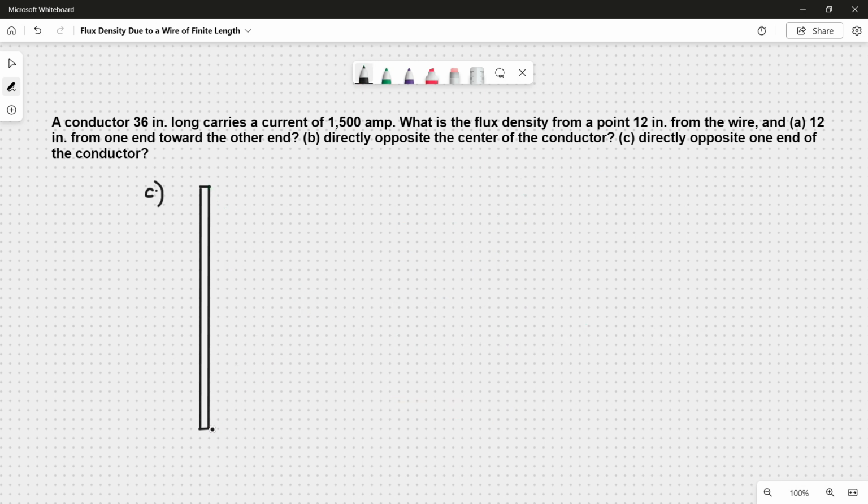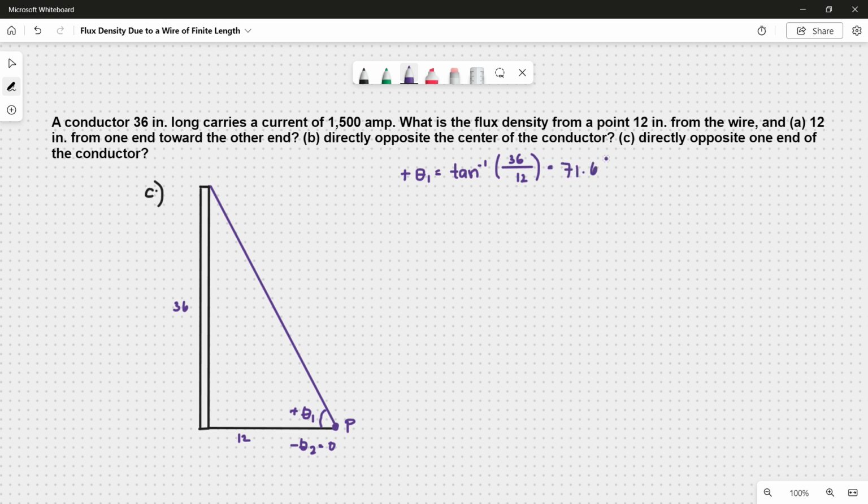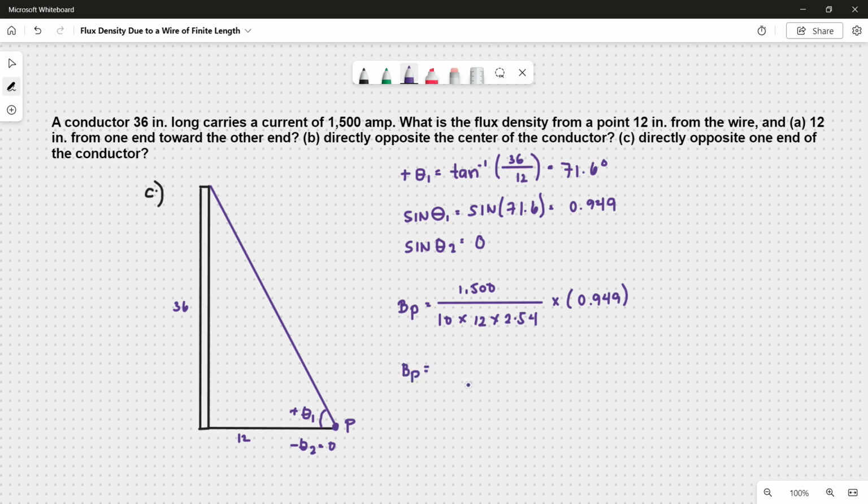Lastly, for letter C, the point is 12 inches directly opposite one end of the conductor. This is theta 1, and since we only have formed one right triangle, theta 2 is 0. Solving for theta using the formula, we will get 71.6 degrees. And substitute it to sine theta, we'll get 0.949. Now plugging this into our formula of flux density, we have 4.67 Gauss as our answer.